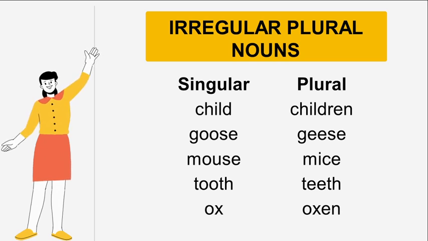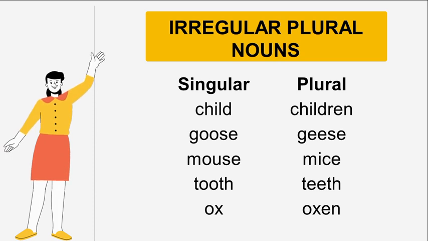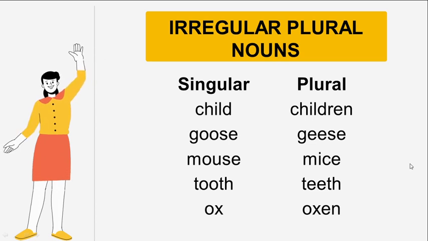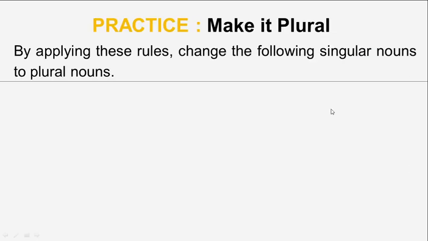So again, you need to be familiarized with some of the irregular plural nouns so that you're able to identify its plural forms. Do you get it? Good job! Now, since you already understand changing plural nouns, let's move on to this activity. You need to apply the rules that we have discussed in order to change the following singular nouns to plural nouns. Are you ready? Let's begin. First one, lady. What is the plural of lady?